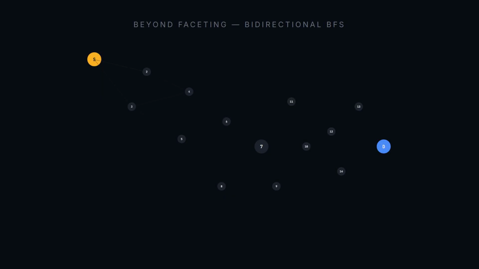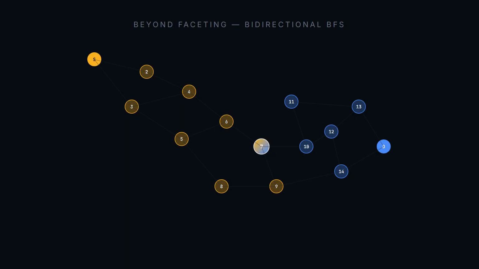The same trick powers more than faceting. Number your graph nodes with integers. Store each node's outgoing edges as a roaring bitmap. 2 frontiers, one from the source, one from the destination, expanding by 1 hop each step. They meet in the middle. Bidirectional breadth first shortest path in plain SQL.